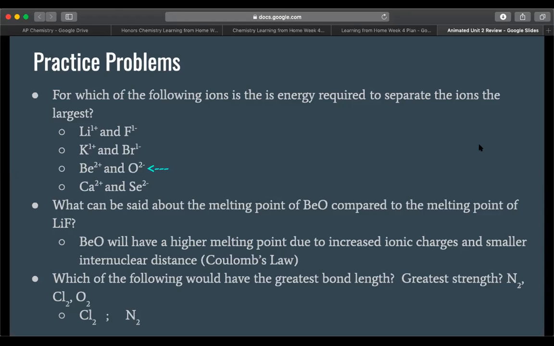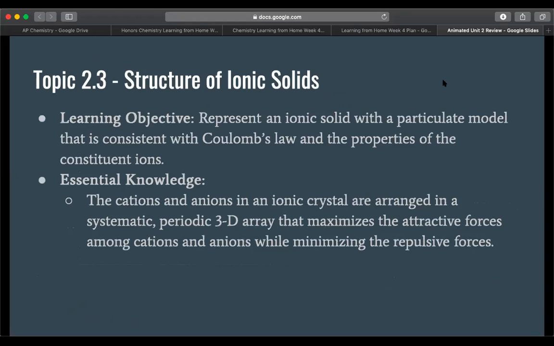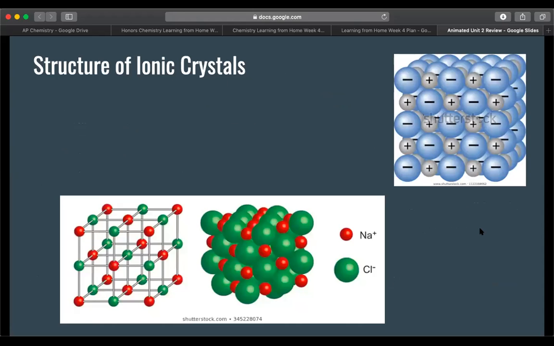All right. Now let's talk about lattice. We remember these? Our lattice structures? Our crystals? Yes. Okay.